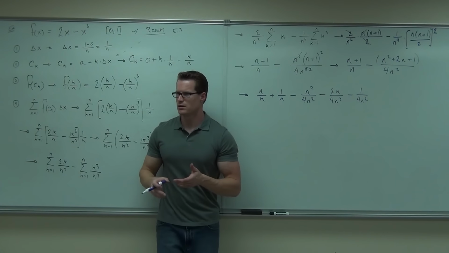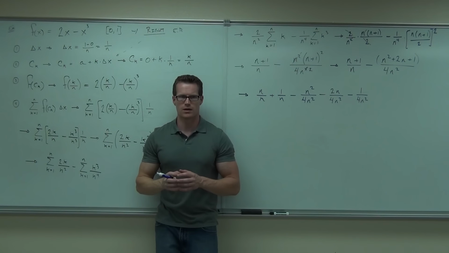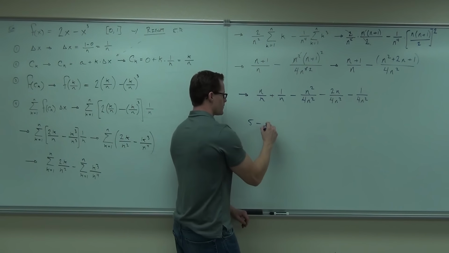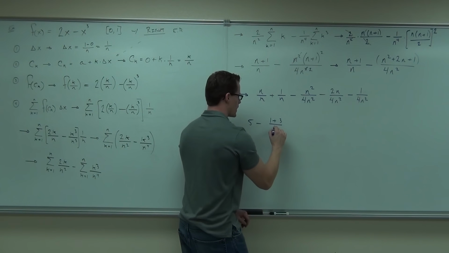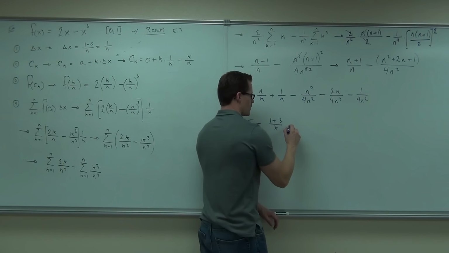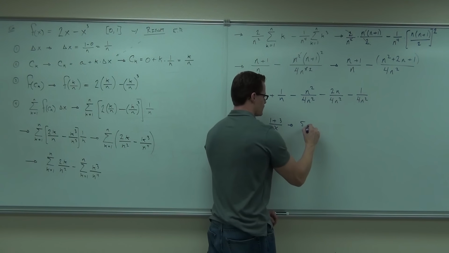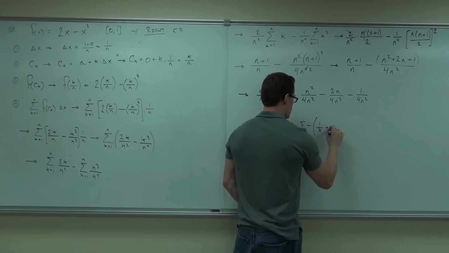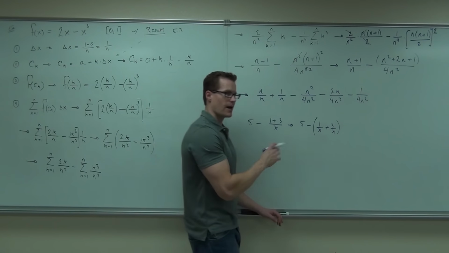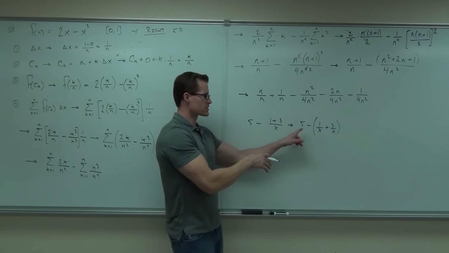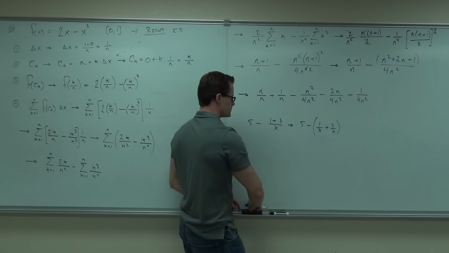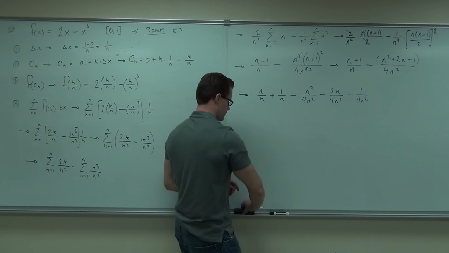Do you see why? Yes or no? For instance, I can show it to you this way if you want. 5 minus 1 plus 3 over x, like that, would be 5 minus 1 over x plus 3 over x, right? Like that. That's what that means. So this would distribute to both of those. That's the same thing, we're just using it 3 times here. Okay.